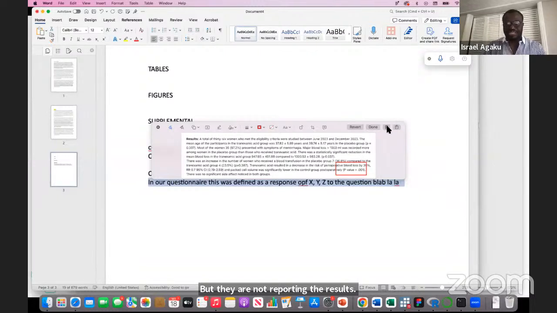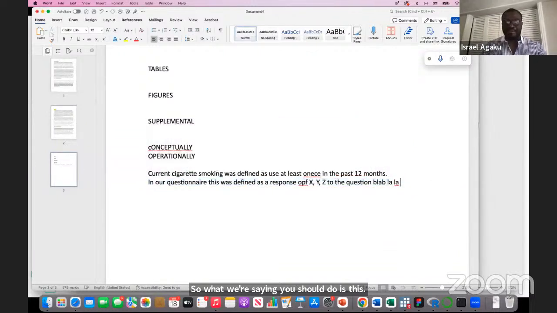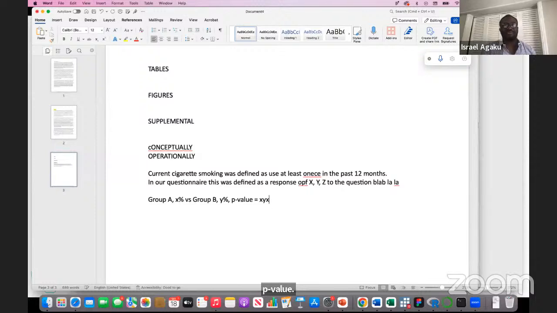When you report results, when you say there were significant differences between group A versus group B, what we want to see is you say group A, X% versus group B, Y%, p-value equals XYZ. Aha, this is what we're saying. Don't just report a p-value. That is completely meaningless and completely useless, right?